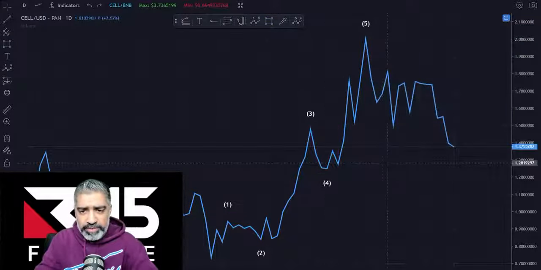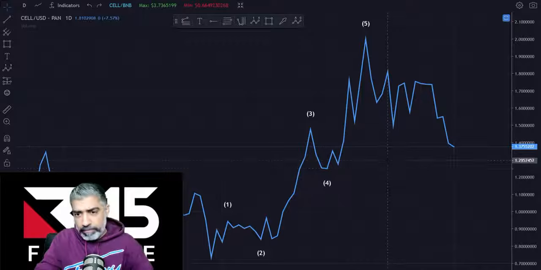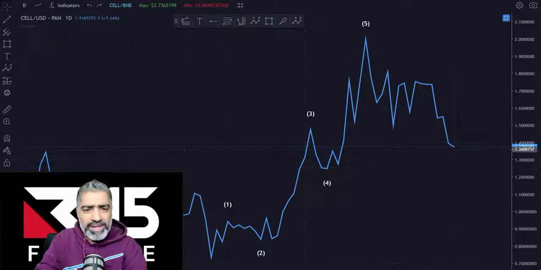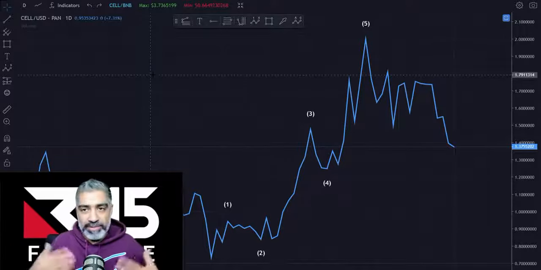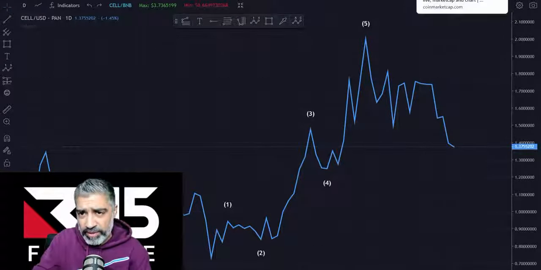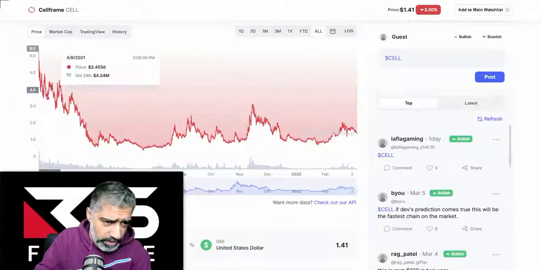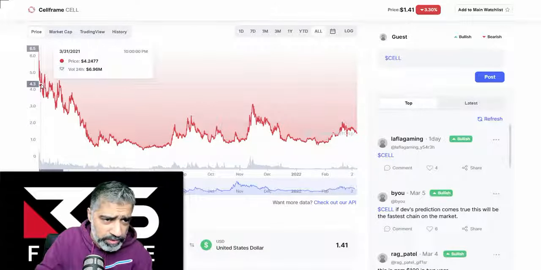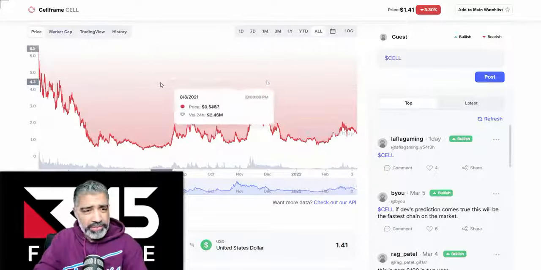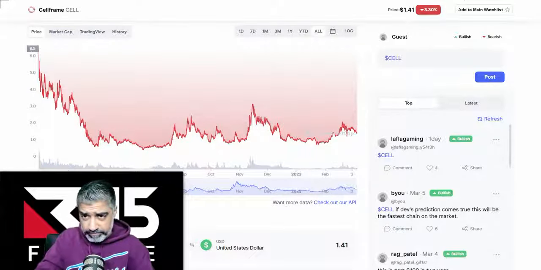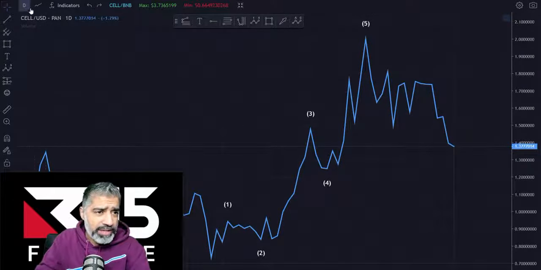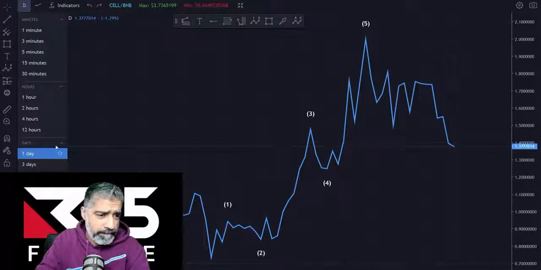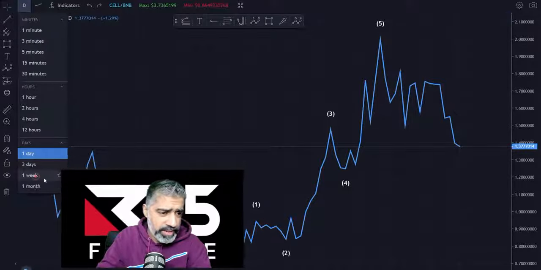Right, important to note. So now what we're going to do is jump into a weekly chart. One of the challenges with younger coins like CellFrame, that's only been around since, let's have a look, CoinMarketCap again, I think it launched in March 2021, so it's around 12 months. One of the limitations is there's limited data available. So I'm going to go to a weekly chart. Let me pull this up, a weekly chart.